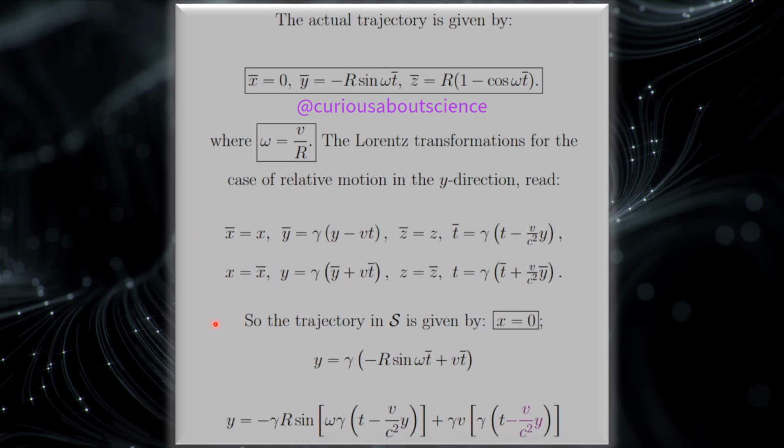And then we see that the trajectory in S is given by x equals 0. That's easy because x doesn't change. And then if we want y in the original frame, we have to use this one. So we see that y bar we can plug in from this formula here. And we see that t bar we have not solved for yet, but we can by using this definition here. So we've got to be careful. It's kind of repetitive.